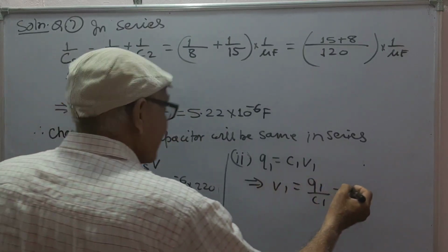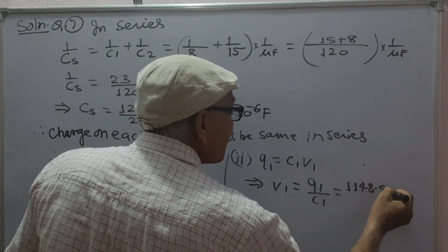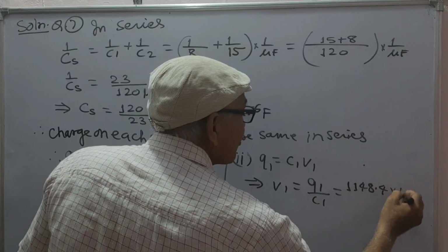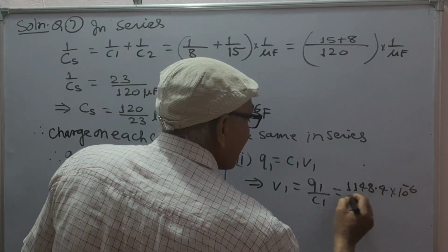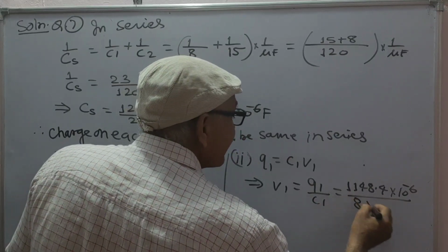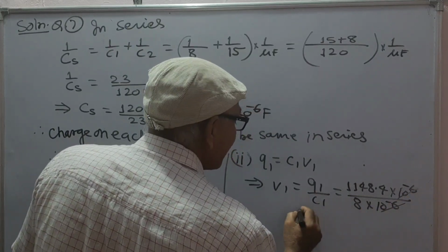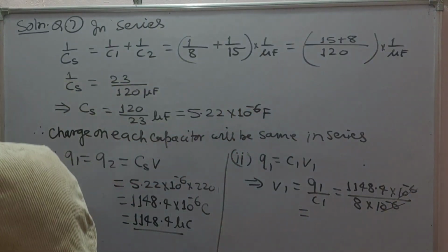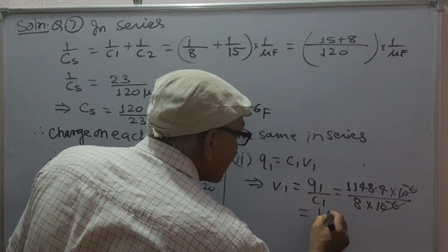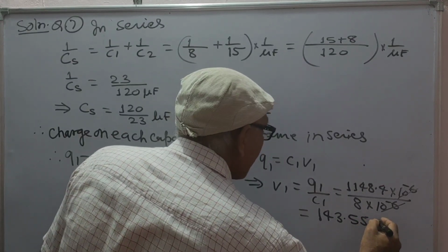Second part, as Q1 is equal to C1 V1, this gives V1 as Q1 upon C1. Q1, Q2 are same as 1148.4 into 10 to minus 6 coulomb upon C1 is 8 into 10 to minus 6. 10 to minus 6 cancels out. So we get V1 as 143.55 volt.